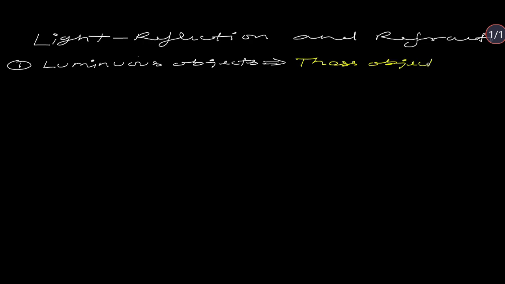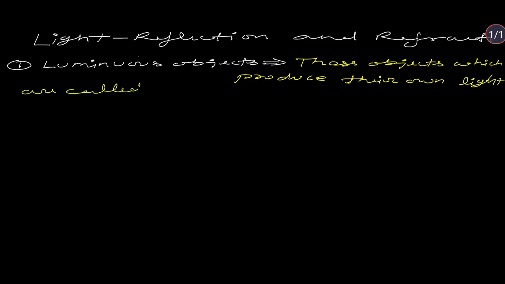Those objects which produce their own light are called luminous objects. And the second type of object is the non-luminous object.